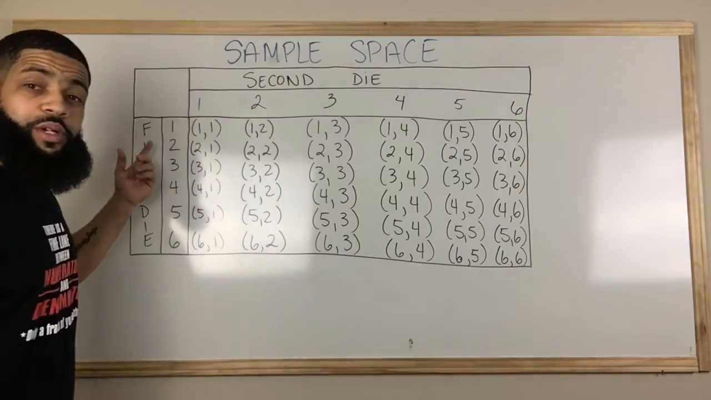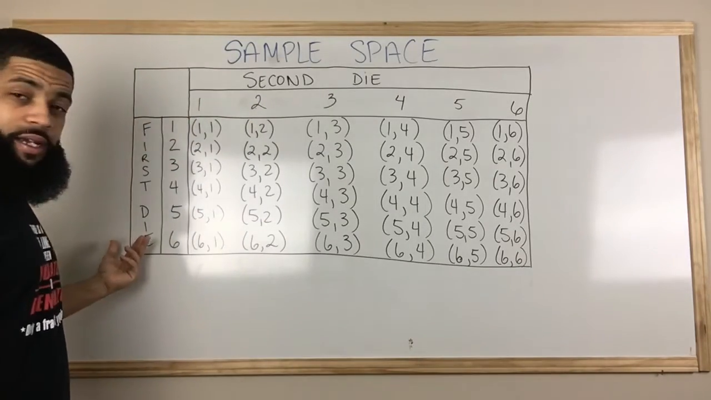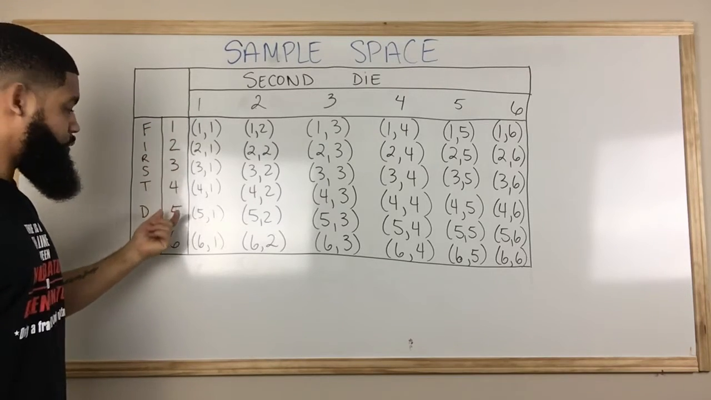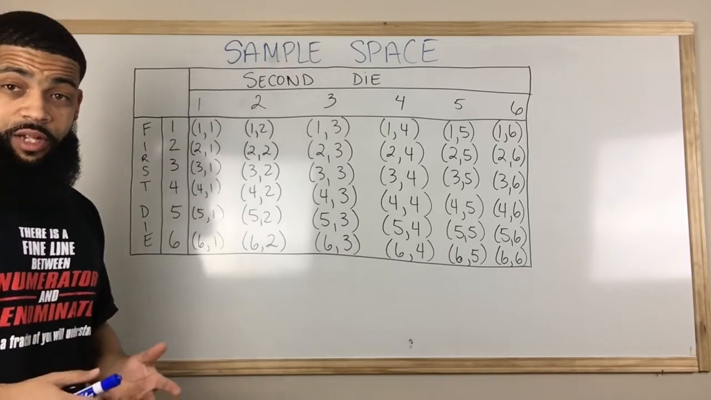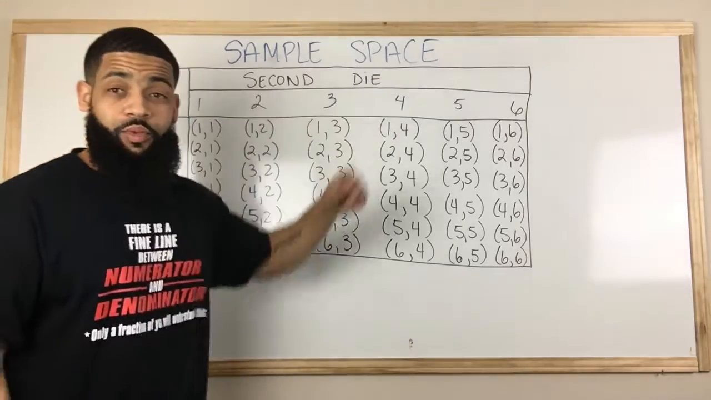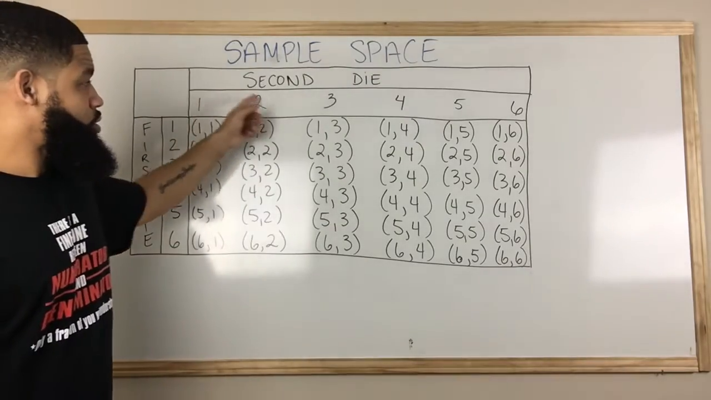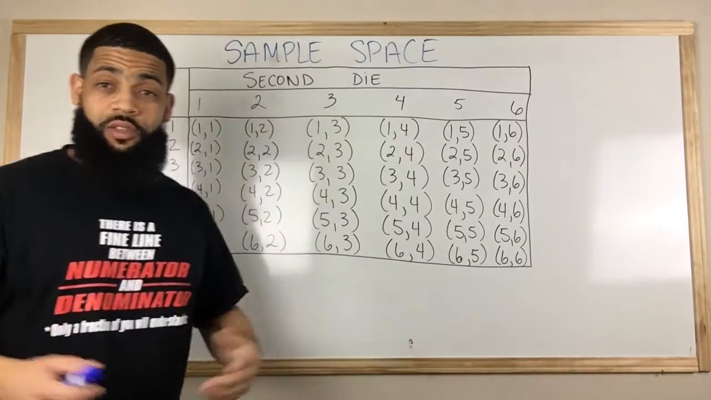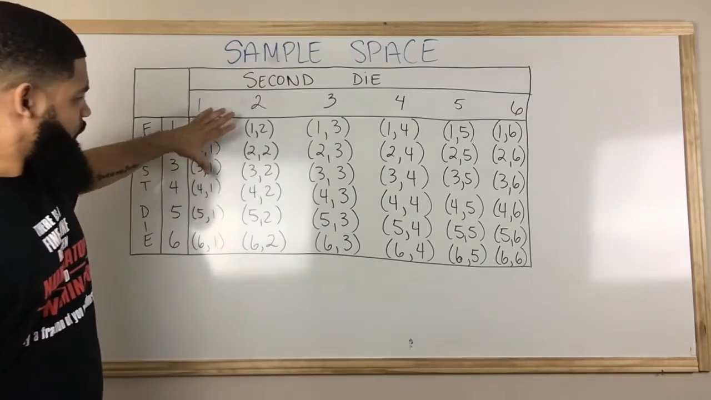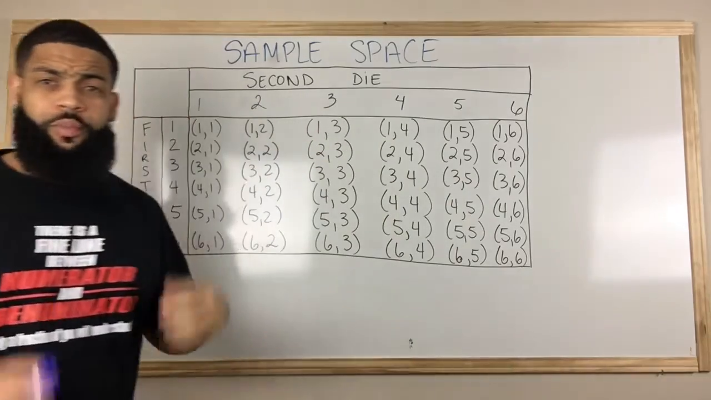So here we have the first die, okay? And as you can see, 1, 2, 3, 4, 5, and 6 are the different options that first die will land on. Across the top, we have the second die. 1, 2, 3, 4, 5, and 6 are the different numbers that are on that second die. In this table, it looks like ordered pairs.